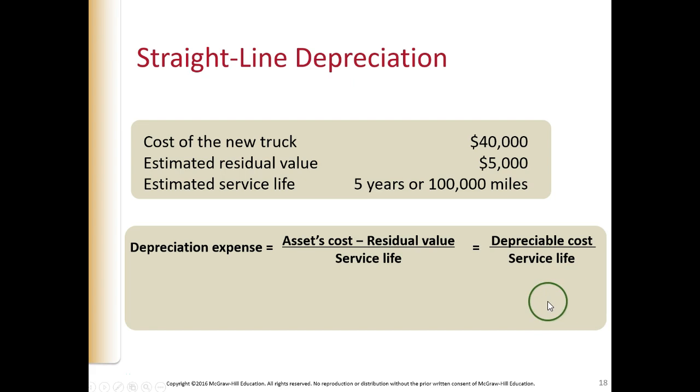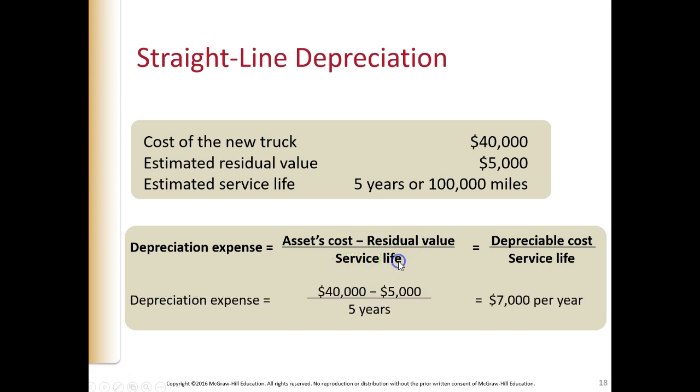For straight line depreciation, here's the formula. We'll take the asset's cost in the numerator, subtract the salvage value, and divide by the service life in years. Plug the numbers in, the $40,000 minus the 5 goes in the numerator, divide by 5 years, estimated useful life, and so $7,000 per year is how much we will take as depreciation expense for this asset.